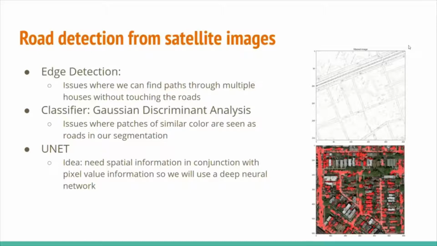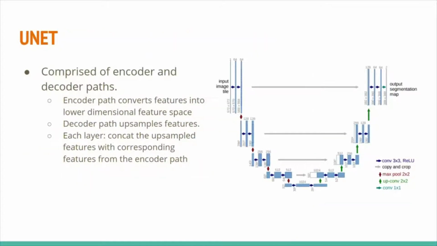With these limitations in mind, we decided to use a Unet, which would utilize spatial information in conjunction with pixel value information. The Unet is comprised of an encoder and decoder path. The encoder path has several convolutional layers, in addition to pooling layers. Each of these layers converts features into a lower dimensional feature space. The decoding path takes the output of the encoding path and upsamples it. In each subsequent convolutional layer in the decoding path, we concatenate the input with low dimensional features from the encoding path. Our output is an output segmentation map that gives us pixel-wise classification for roads and non-roads.